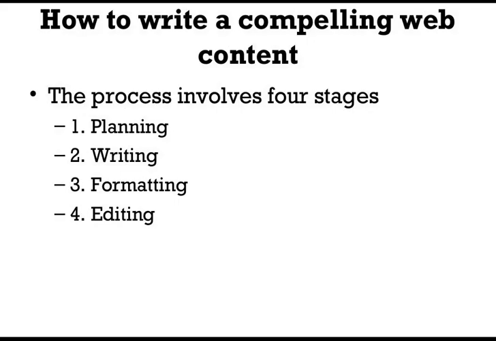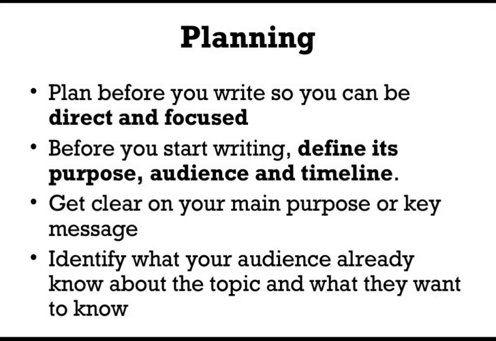The process of preparing or writing online involves the following four steps. The first, planning. Second, writing. Third, formatting. Then, editing. So content creation or online writing includes all these four steps. The significance of planning in online writing: planning means plan before you write so you can be direct and focused. Before we start web writing, we need to plan very well. So planning helps us to be directed and focused.